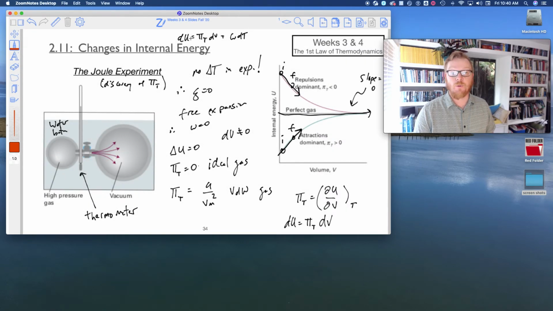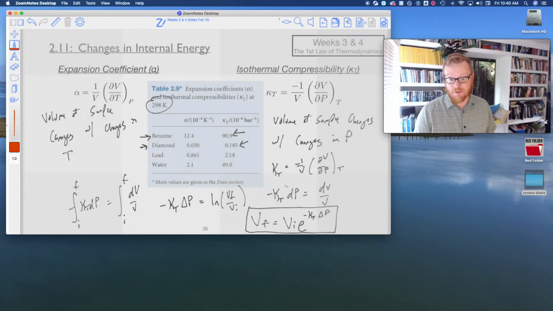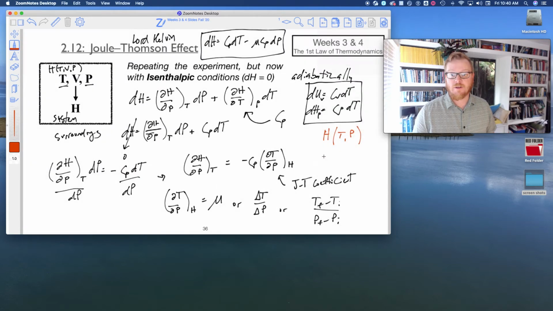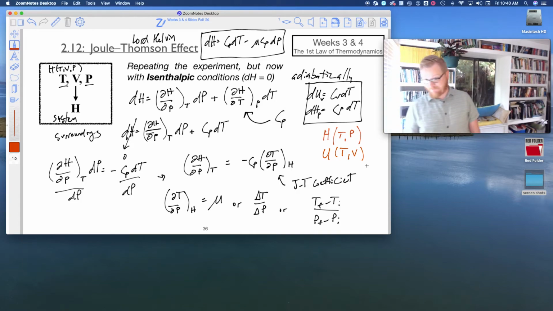Aha, U is a function of V and T. Okay, this is going to come back later on in our discussion of the twins. U with respect to T and V. Okay, we're going to see the manifestation of that.